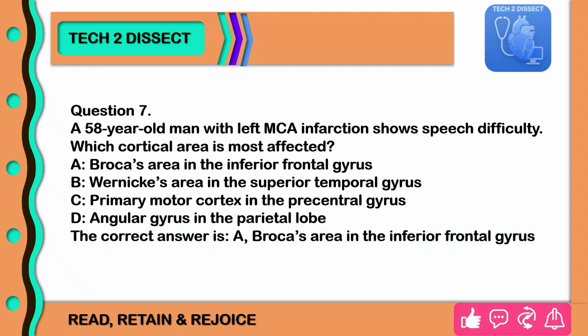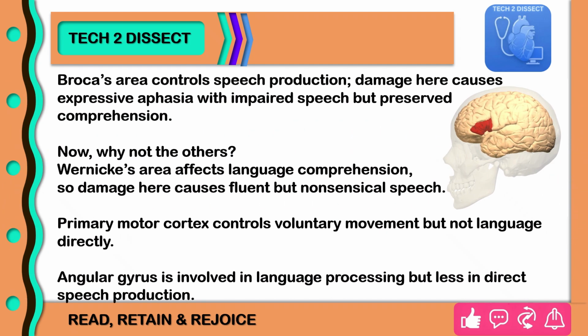Broca's area in the inferior frontal gyrus. Broca's area controls speech production. Damage here causes expressive aphasia with impaired speech, but preserved comprehension.